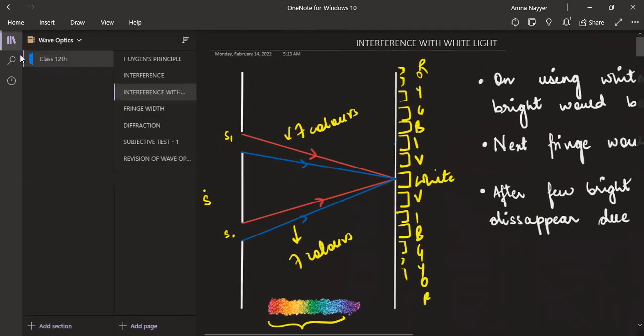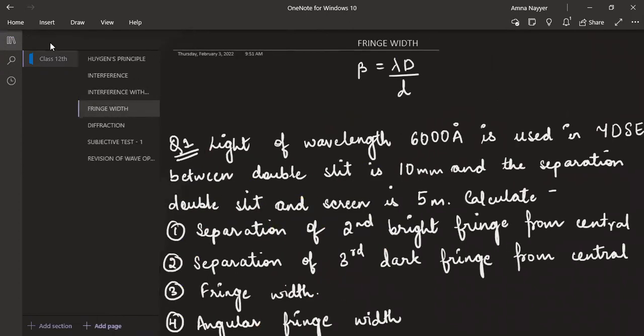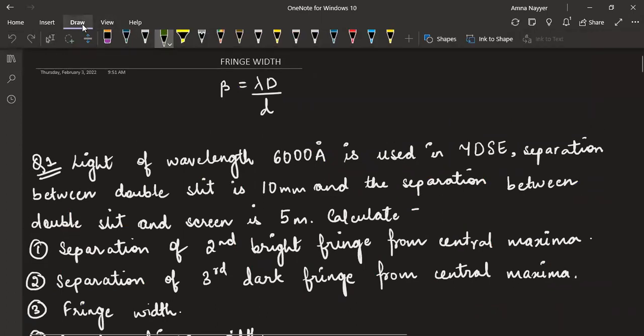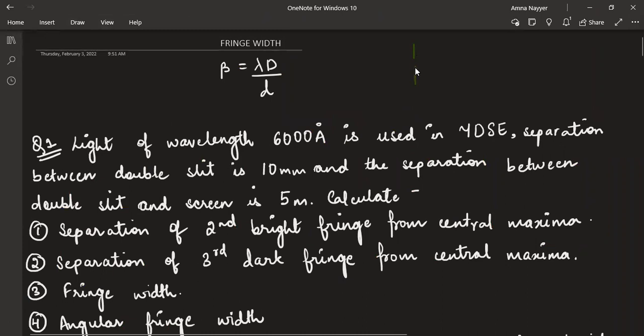All right, then you have fringe width from Young's double slit experiment only. Fringe width is simply beta is lambda capital D by small d. Now, what is the meaning of each term in this? This is the source slit. This is the screen. So the separation between the slit and the screen, this is capital D, sorry. And separation between both the slits, this is small d. And wavelength of the light that is used is lambda. So beta is fringe width, fine.